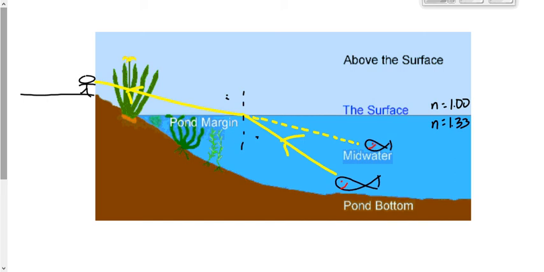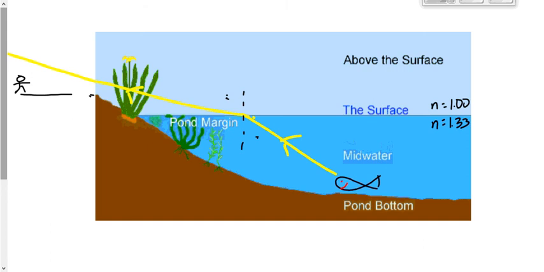Let's take this guy and let's make him back up a bit. So instead of being right at the edge of the pond, now he's backed up here. This ray of light that came from the fish and did go right into the guy's face so that he could see the fish now goes right above his head. He doesn't see that ray of light anymore. So he doesn't see the fish in that location anymore.